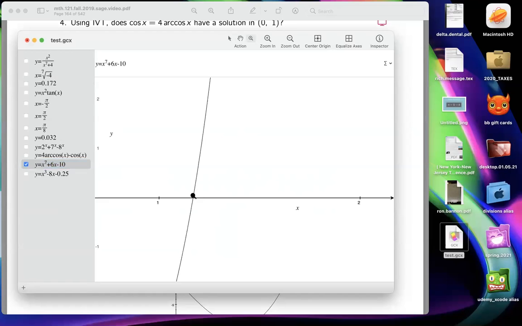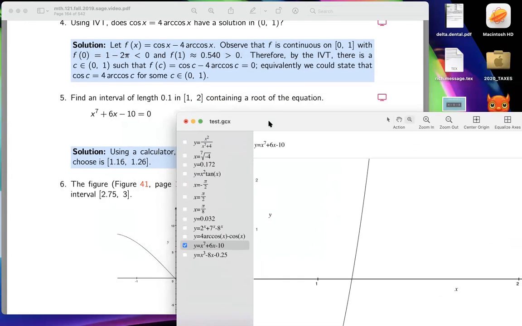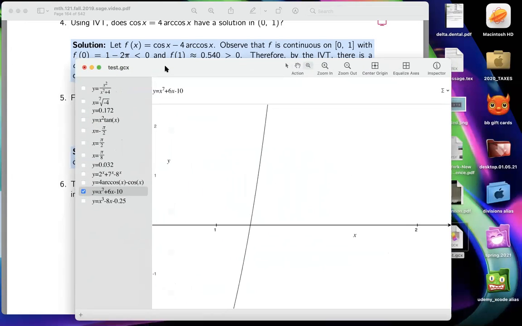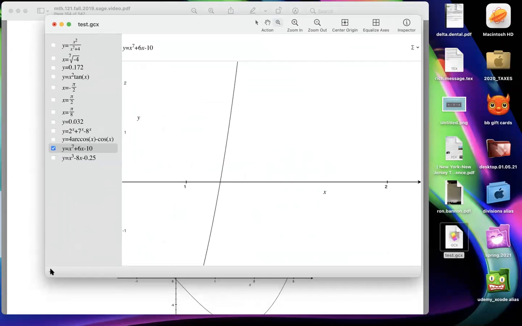Okay. So I'm looking at this point over here. This is the root of the problem, right? I've got to find an interval of length 0.1 between 1 and 2. Well, I'll be honest with you, I'm just going to look at it and put a line in there that sandwiches the root over here. So I'm going to say x equals 1.1. Now, I hope you realize that that is to the left.